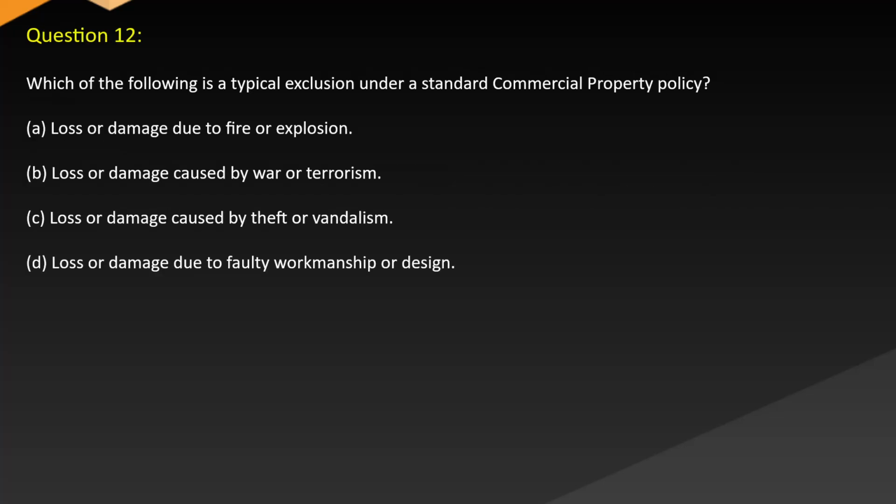Question 12. Which of the following is a typical exclusion under a standard commercial property policy? A. Loss or damage due to fire or explosion. B. Loss or damage caused by war or terrorism. C. Loss or damage caused by theft or vandalism. D. Loss or damage due to faulty workmanship or design.